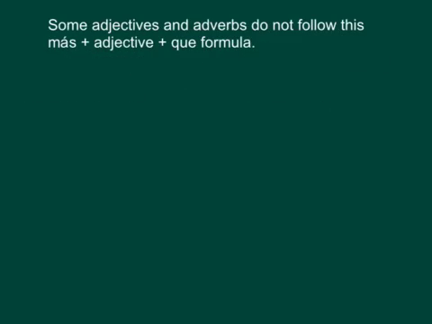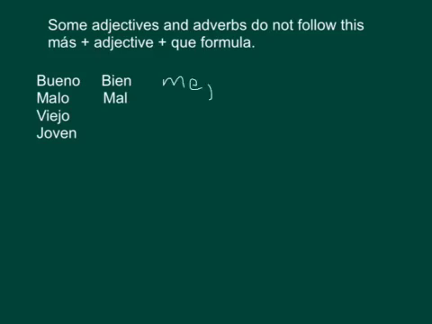So some adjectives and adverbs don't follow this más plus adjective plus que formula. These have to be memorized. Here they are. Okay, so these are the words that you are not supposed to use más with. So it's kind of like we do in English anyway. We don't say gooder than or more good than. We say better than. And the word for better than is mejor, M-E-J-O-R. Mejor. And we still need that word que.